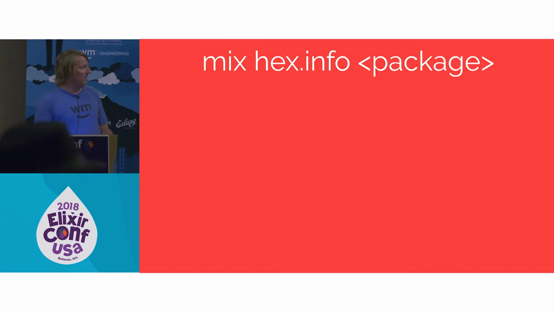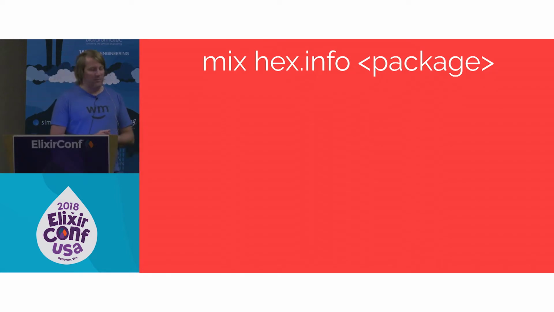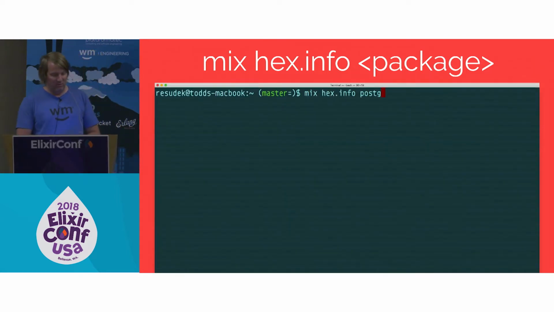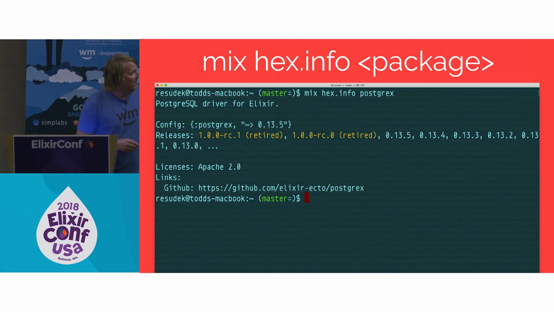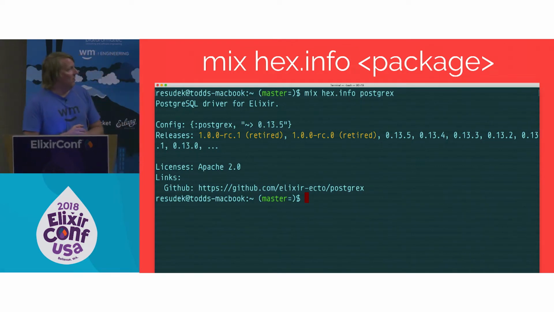So along the same lines, you can add a package name to the end of that. So mix hex.info package. And that will give you specific information about that Hex package. So in this case, what is it, Postgres? So it will tell you, well, the first line is the config. You can just copy and paste that into your config to add that dependency.